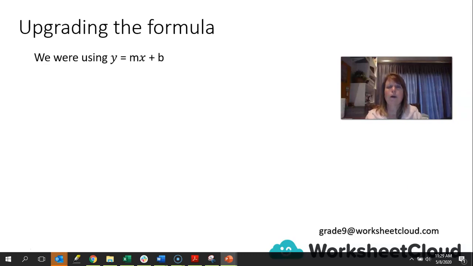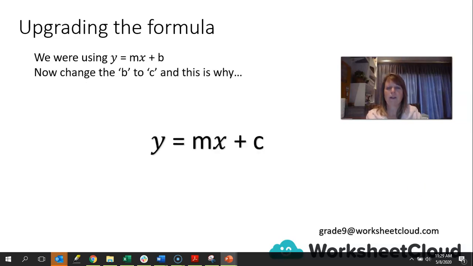All right, we're now going to upgrade our formula. We were using y is equal to mx plus b. We're just now going to change that b to a c. Okay, let's have a look. So we're going to use y is equal to mx plus c. It hasn't changed much, the working of it. We've just changed the c. And that is because the c is actually the y-intercept.